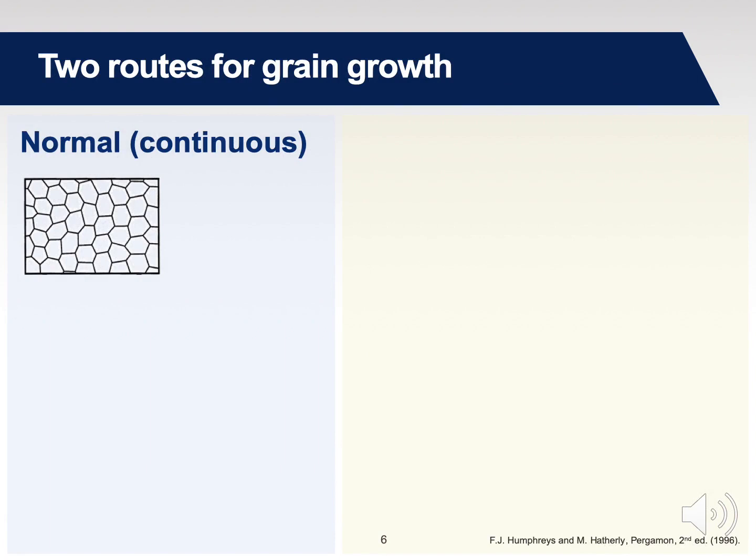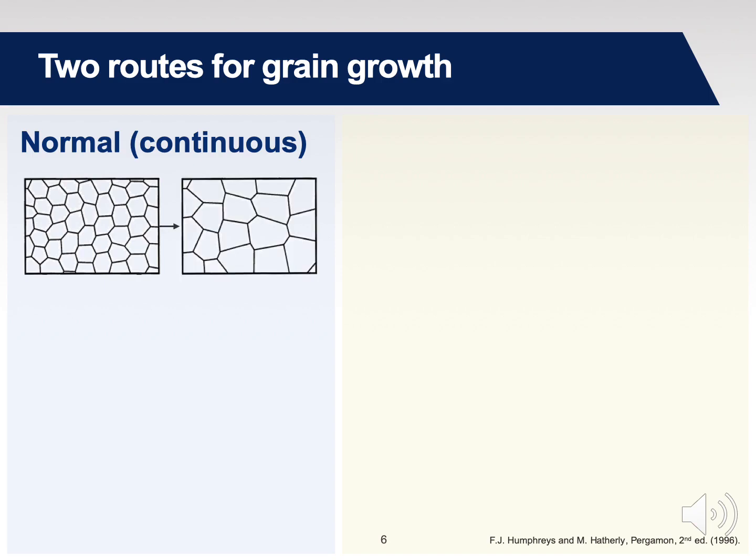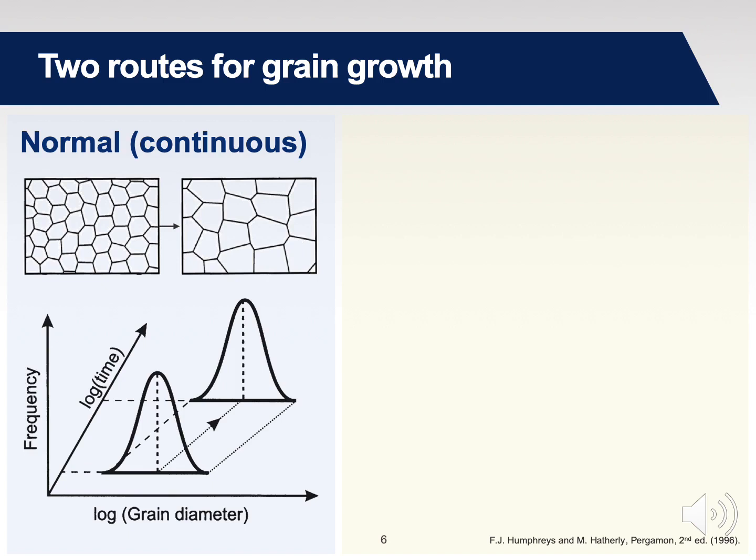In the first route, termed normal grain growth, the size of the individual grains is relatively uniform, and you can see that as a function of time, you have a self-similar distribution of grain size, and that is maintained, as you can see, on this grain size distribution.